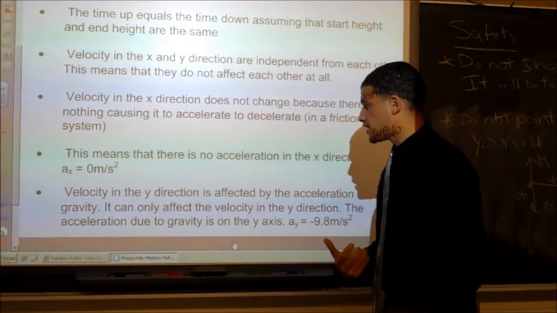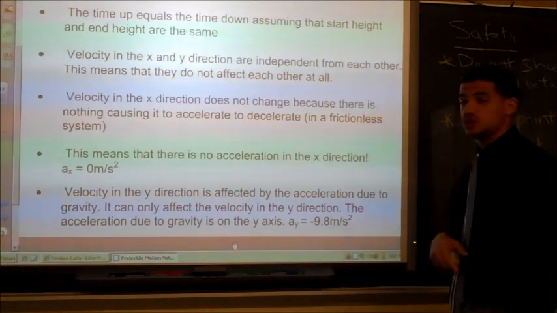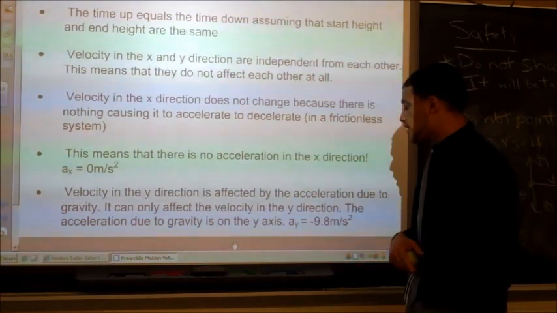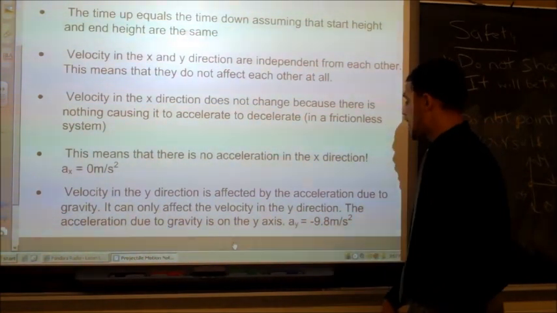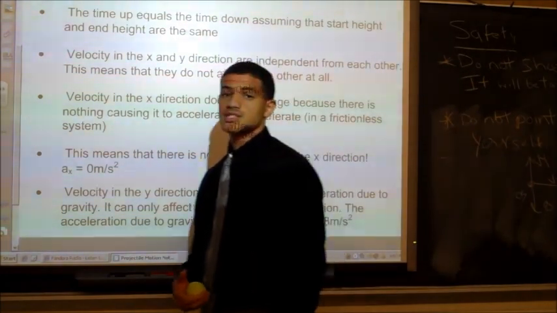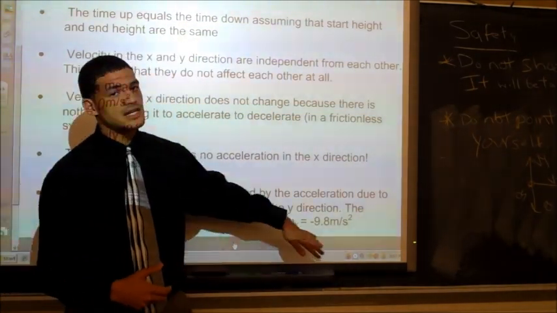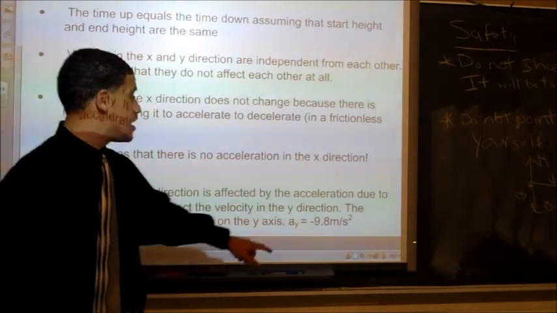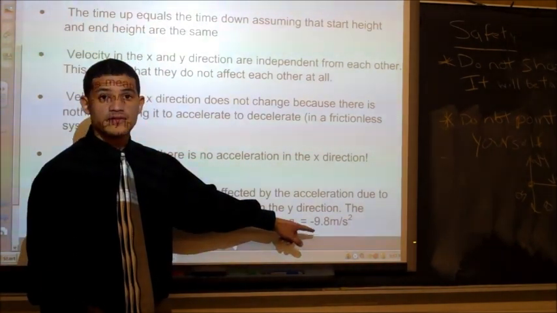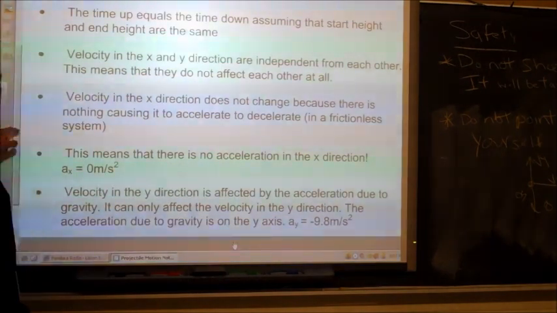Velocity in the y direction, however, is affected by the acceleration due to gravity. It can only affect the velocity in the y direction. And on Earth, the acceleration due to gravity is negative 9.8 meters per second squared. Now that negative is technically relative, because if you say that up is negative, then that number turns positive, as we'll see in some examples later.